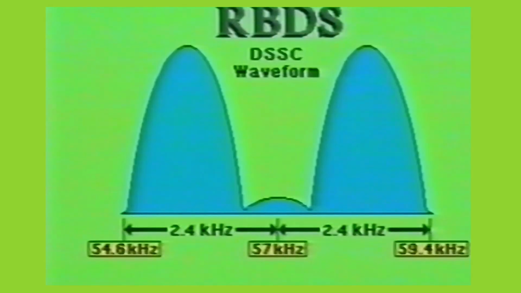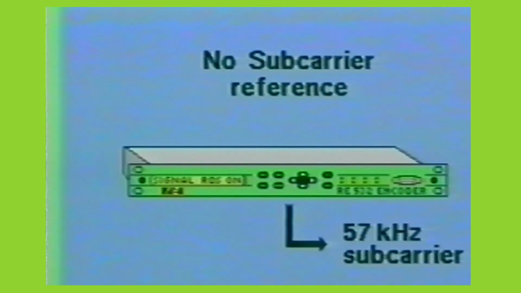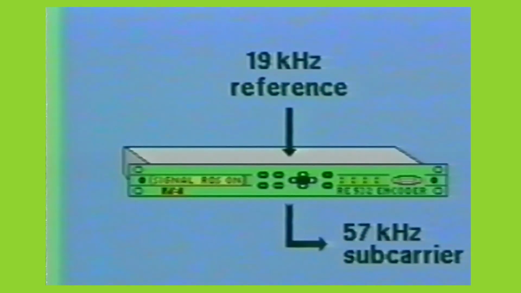RBDS and RDS, like other SCA signals, use a double sideband suppressed carrier placed on the FM baseband, where it is centered at 57 kHz. The RBDS signal has a maximum bandwidth of plus minus 2.4 kHz. During an RBDS transmission, the 57 kHz subcarrier is generated independently by the RBDS encoder. An FM station which is also broadcasting stereo multiplex will provide a 19 kHz pilot signal to the RBDS encoder, which uses this pilot signal as a reference to phase lock the 57 kHz subcarrier to the pilot signal.